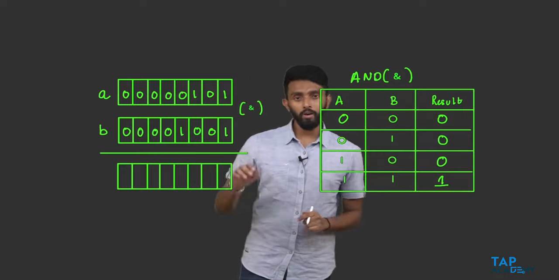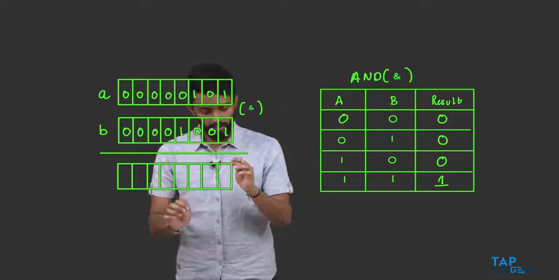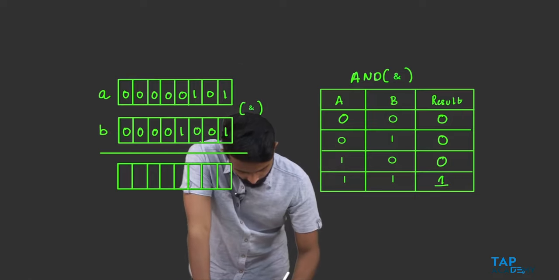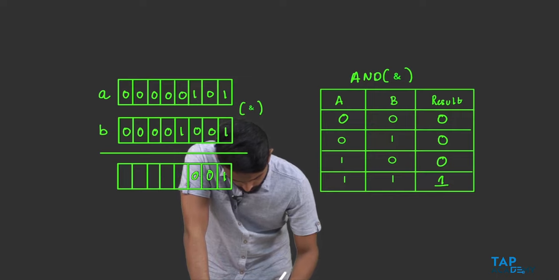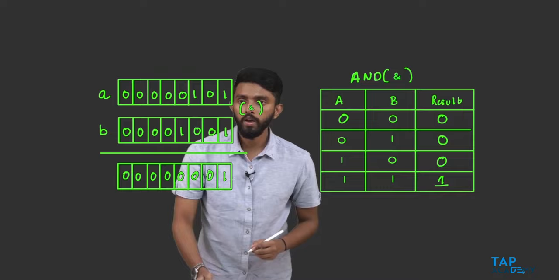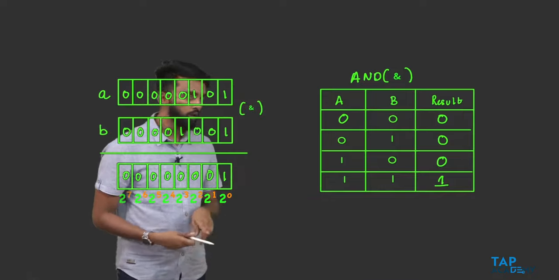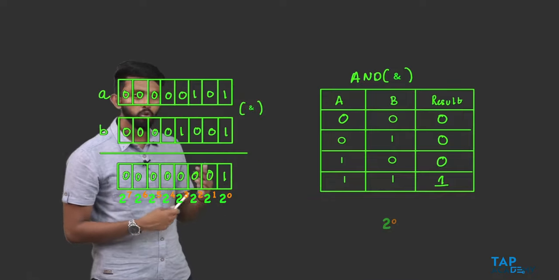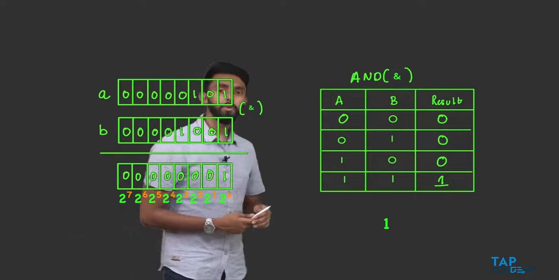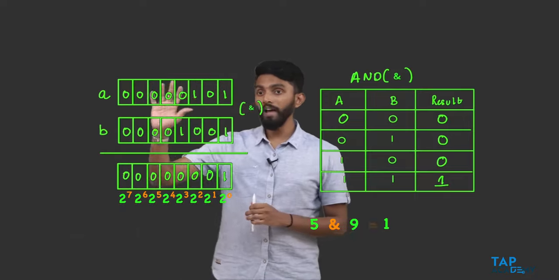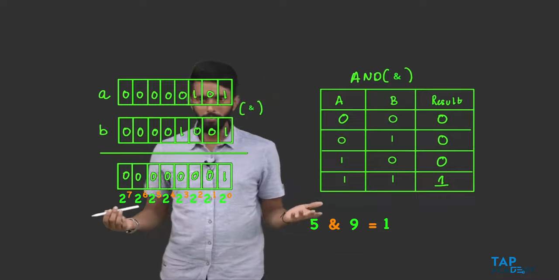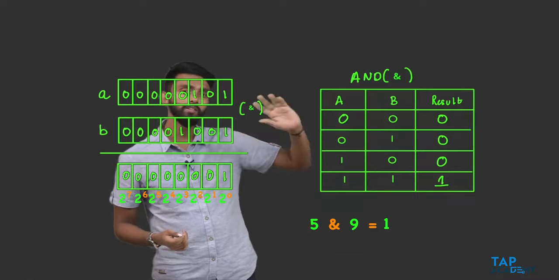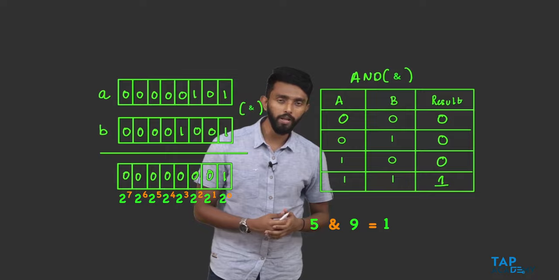Now if I apply the AND operation between A and B, or 5 and 9, you can see 1 and 1 is 1, then this is 0, this is 0, and all the remaining bits are 0. I'm applying the powers of 2. Only the last bit is 1, so 2 to the power 0 is 1. I hope you're able to think. Which means 5 AND 9 is 1. It's very simple. You just have to remember this truth table, then you will be able to apply it.